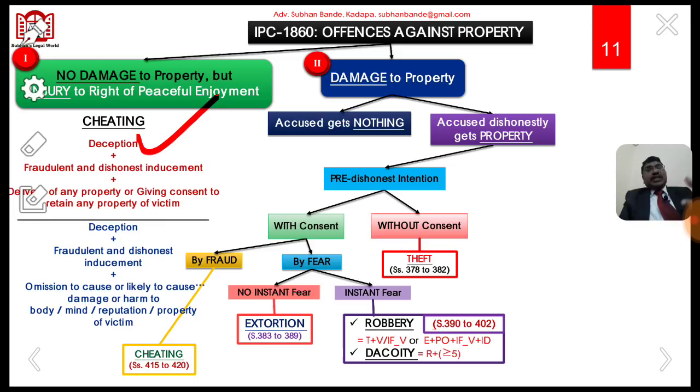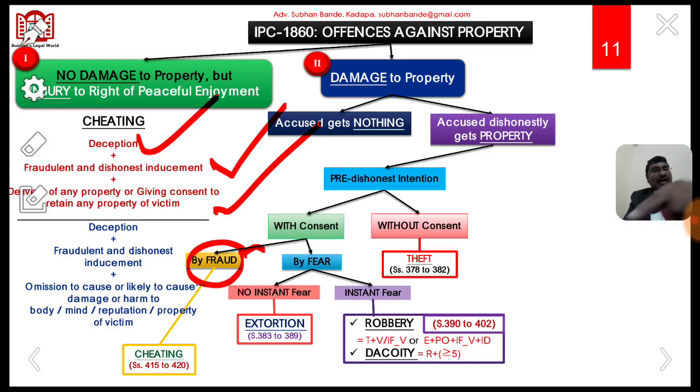Through that deception, the accused fraudulently and dishonestly induces the victim to deliver any property or give the consent to retain any property. Here, there must be some deception, with deceitful means, with fraud. Here the words deception and fraudulent are related to the word fraud.